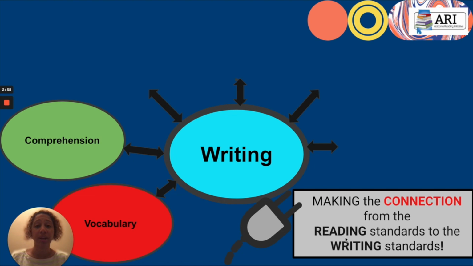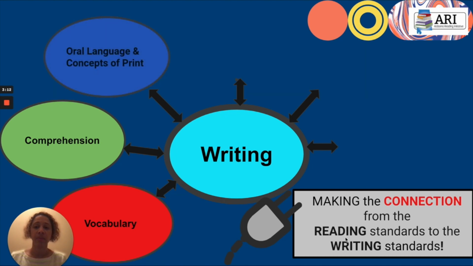Then you have comprehension. Oftentimes, because writing is expression, you will be expressing something that you have already read. So we're taking an input and we need to comprehend what we're reading in order to write about it. Oral language and concepts of print, which normally we think about as a very foundational and even early literacy skill, but that also has to do with things like headings and text features and making sure that we can include those in our writing.